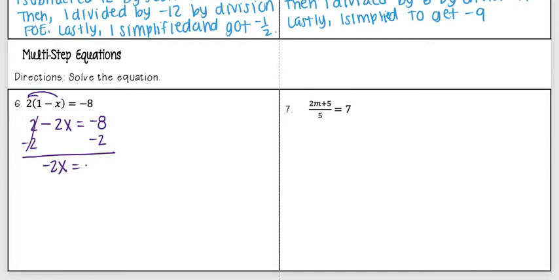Negative 8 minus 2, I get negative 10. And then to get rid of that negative 2, I divide both sides by negative 2. And then negative 10 divided by negative 2, I get positive 5.